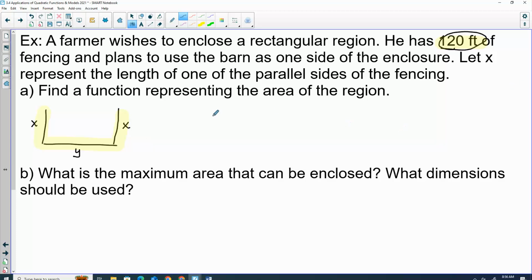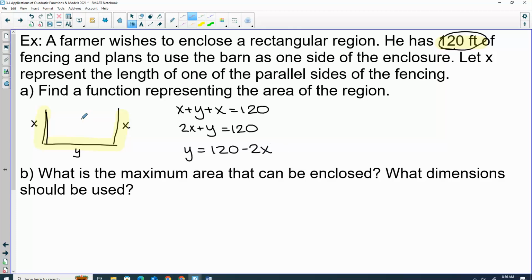If we have 120 feet of fence, that's like the perimeter. So if I add these things together, x plus y plus x, it has to equal 120. So y is 120 minus 2x. That missing side is 120 minus 2x. So now I know my rectangle has lengths of x and 120 minus 2x.